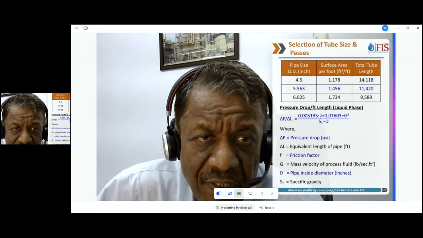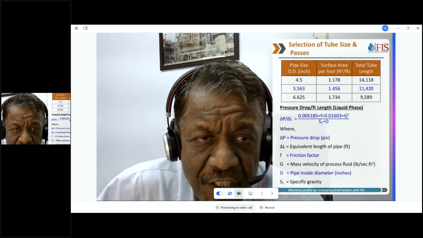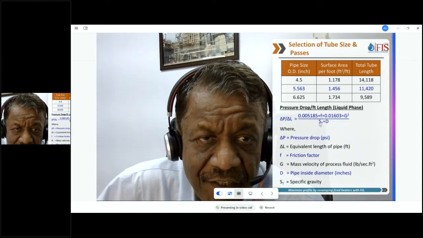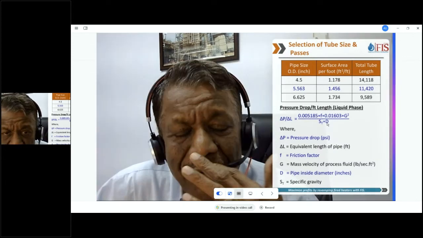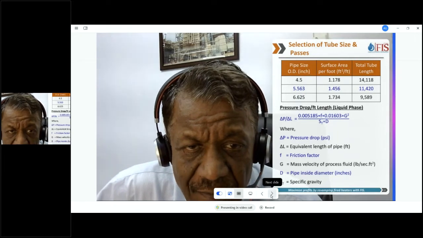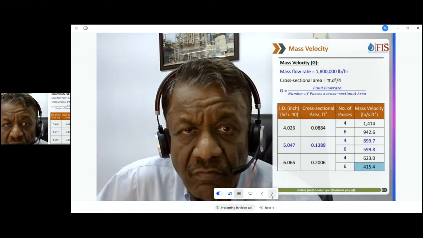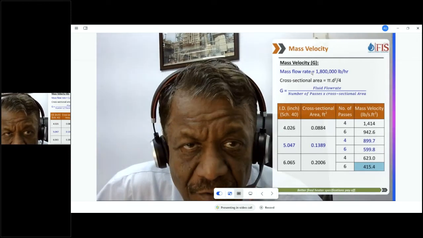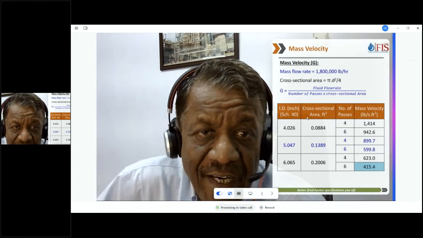And this is a very familiar pressure drop equation for calculating pressure drop. F is the friction factor, G is the mass velocity, ST is the specific gravity, D is the diameter. It's a very simple equation. We calculate the pressure drop and come up with this. So I take the total mass flow rate, 1.8 million pounds an hour, and I select 4-inch tubes.